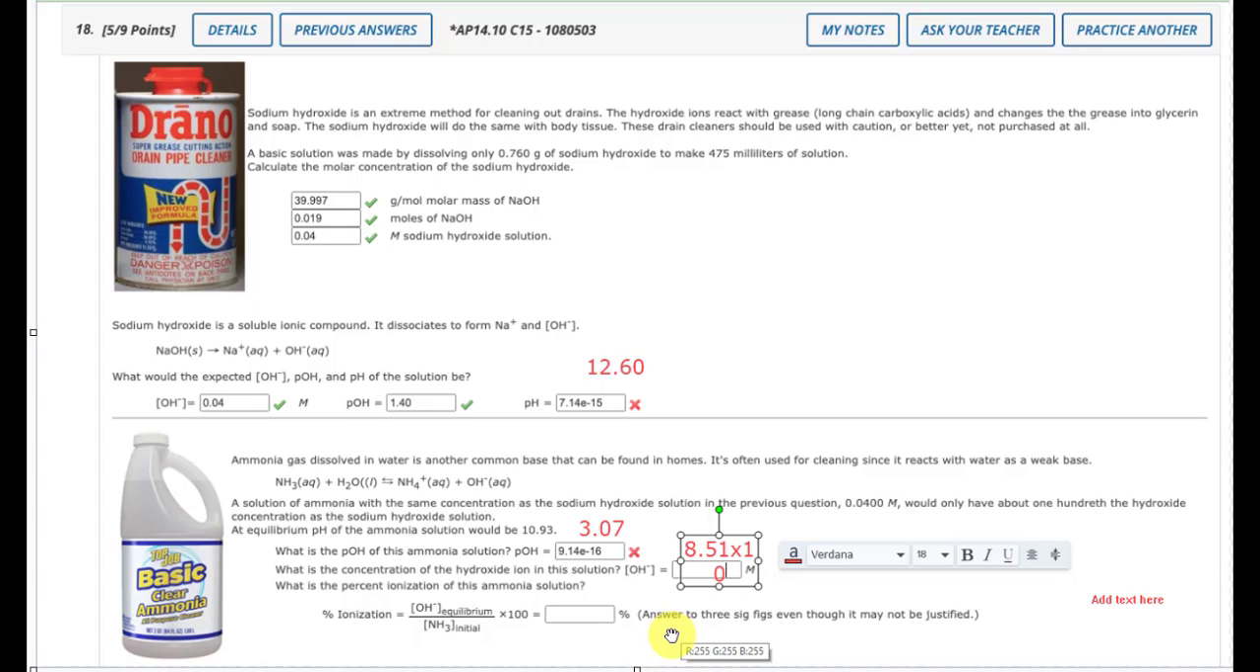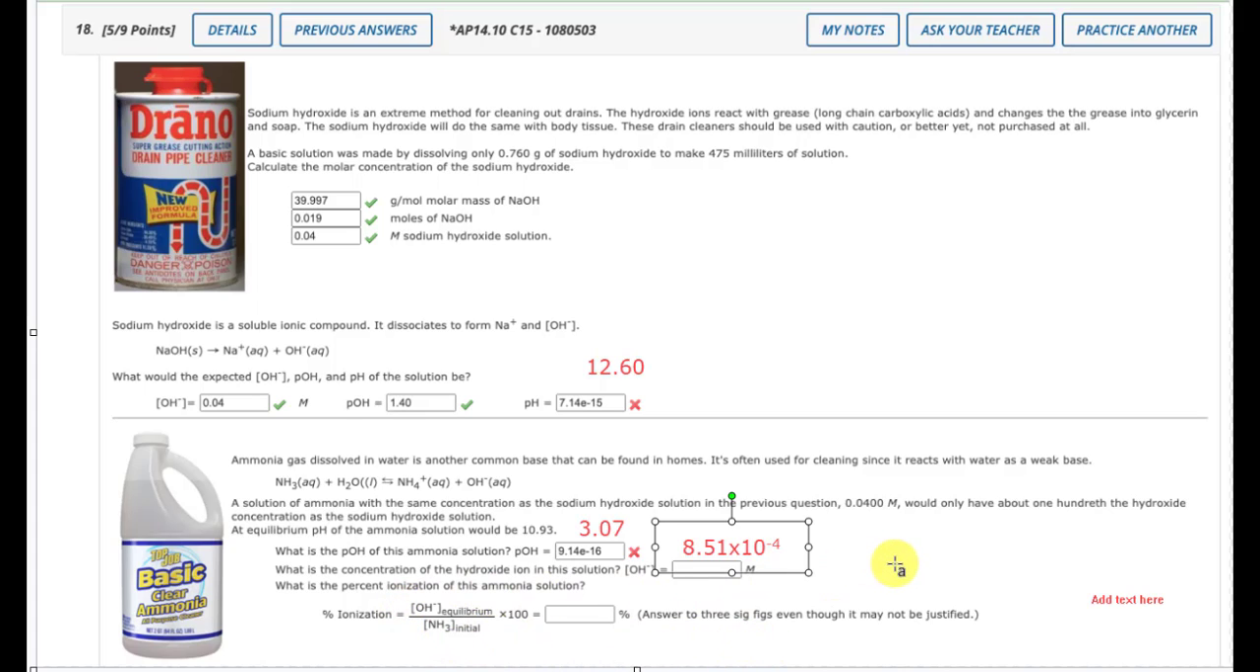8.51 times 10 to the negative 4. And of course, this is in molar. They've got the molar written for us, which means we don't have to write that down for our answer in WebAssign. Percent ionization is pretty important too.